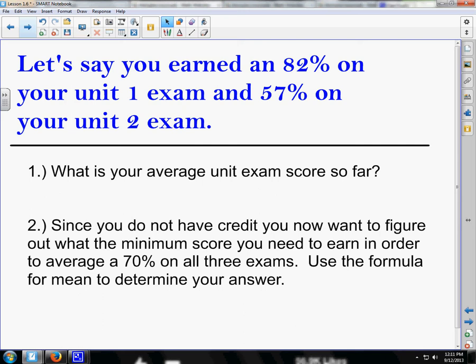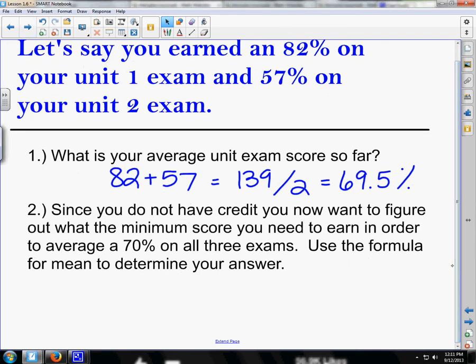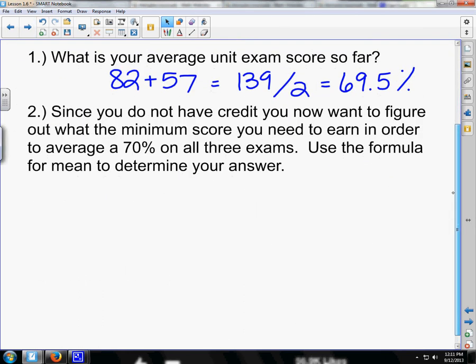So, what is your average unit exam score so far? You'd add the 2 together and divide by 2. So 82 plus 57 equals 139. And then I divide by 2, which is 69.5%. So with a 69.5%, you don't get credit. You have to have an average of 70.